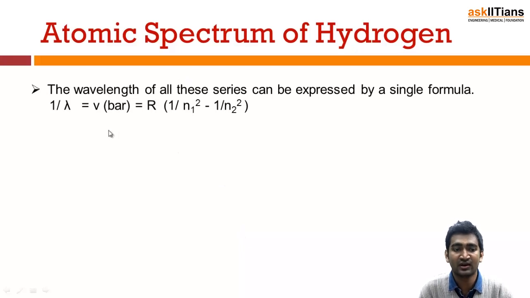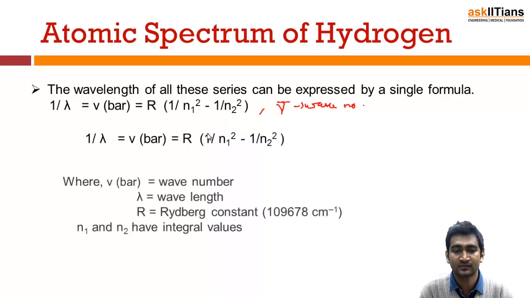And the formula for calculating the wave number or wavelength: this v bar is your wave number. It tells you the number of waves, and 1 by lambda is your wavelength. So that is equal to R, the Rydberg constant, into 1 by n1 square minus 1 by n2 square, where n1 and n2 are your orbit numbers. Rydberg constant value is 109678 per centimeter.